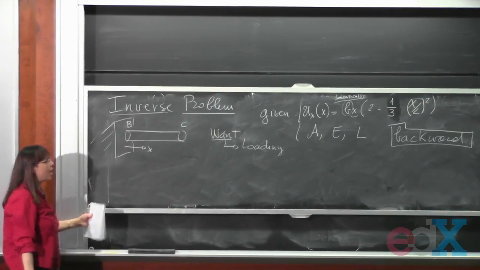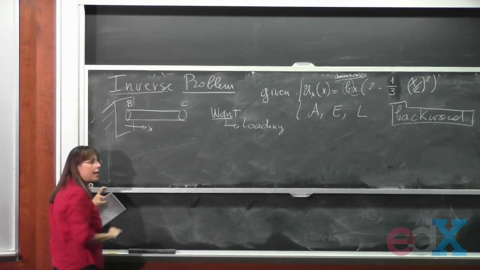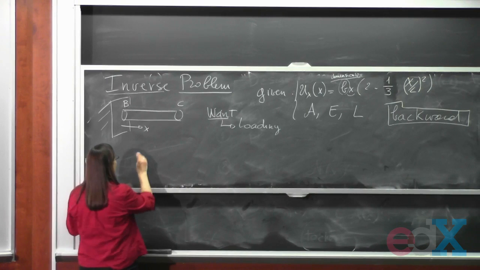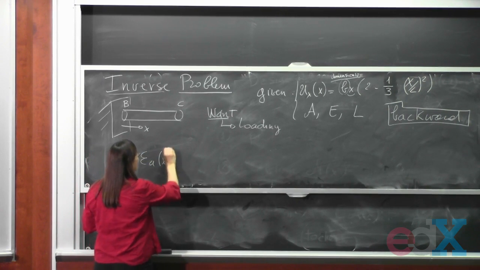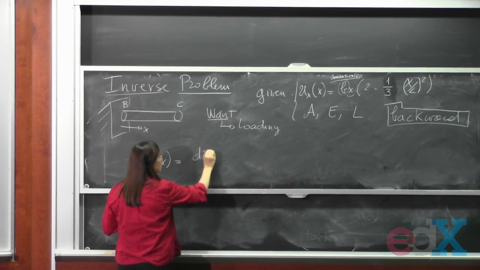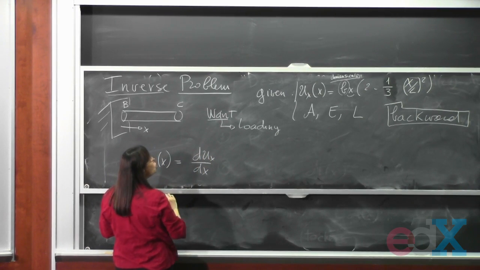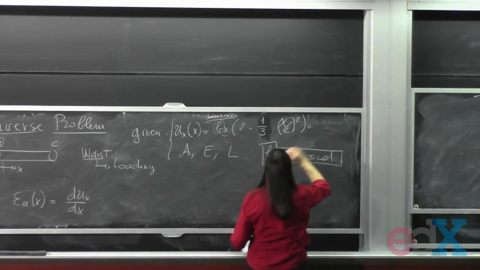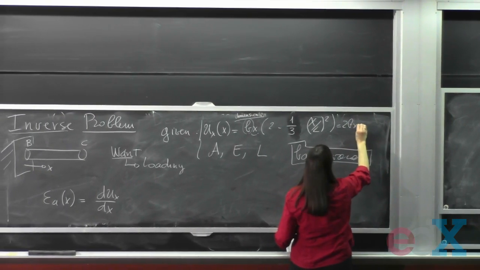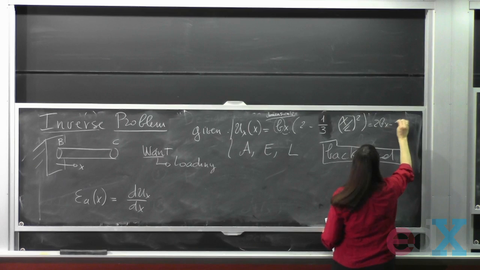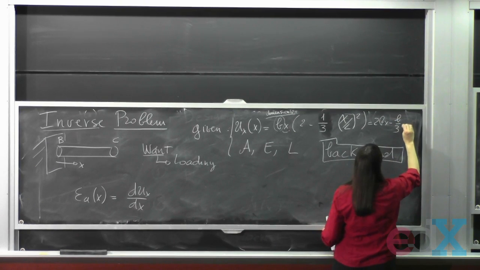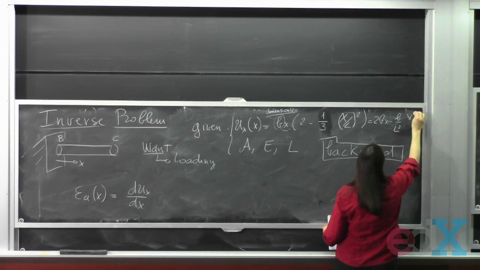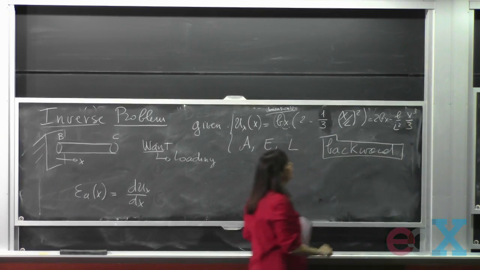So let's go backward. I can walk backward. So if I have Ux of X, what can I get from Ux of X? Straight, I can differentiate it. I can say that epsilon A of X is equal to dux dx. No problem. So if I do that, that's equal to 2bx minus b over 3 L squared. Actually, let's do minus b over L squared x cubed over 3.